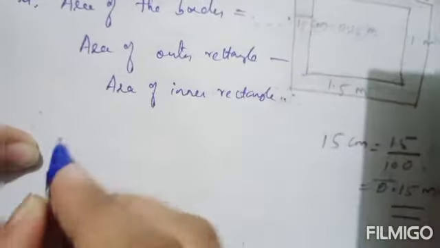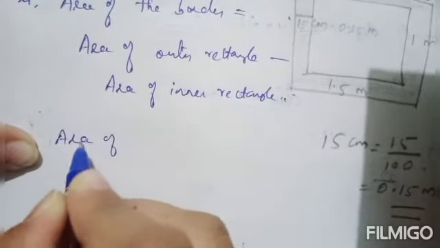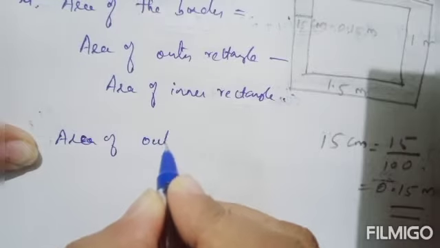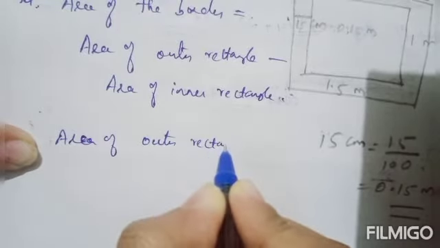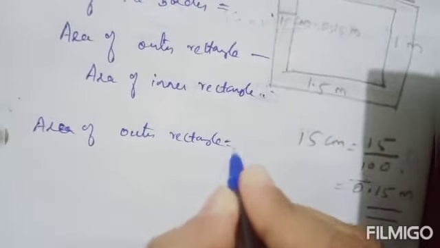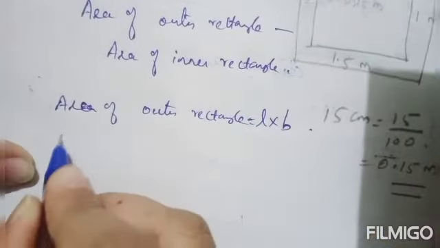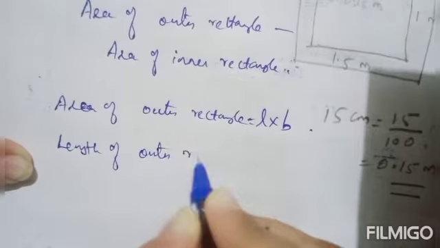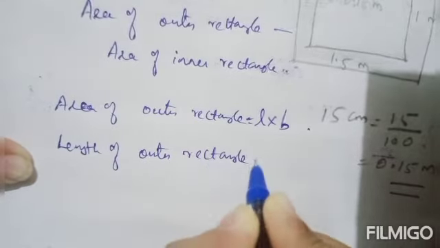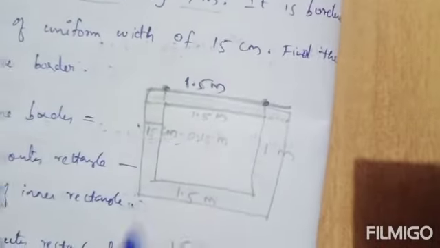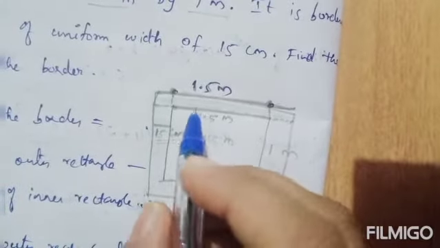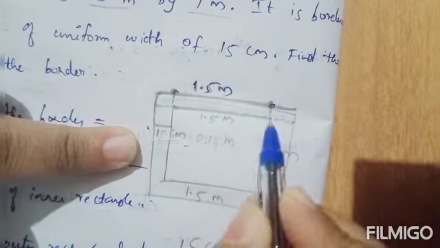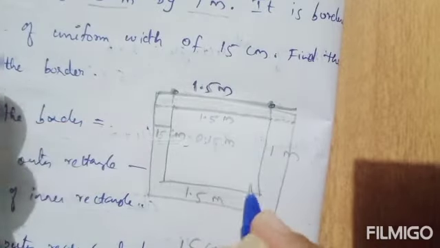Okay, now how can you find the area of the outer rectangle? It is a rectangle, so the formula is L into B. So we need the length of the outer rectangle and the breadth of the outer rectangle. Now how can you find the length of the outer rectangle? Here the length of the inner rectangle and the breadth of the inner rectangle are given.